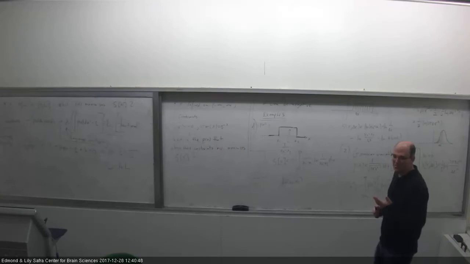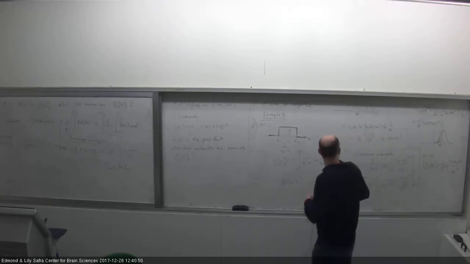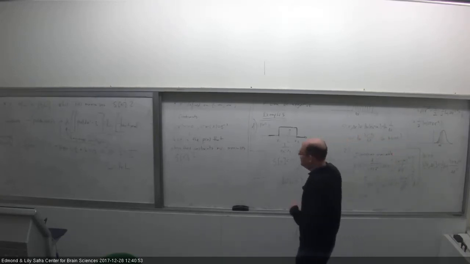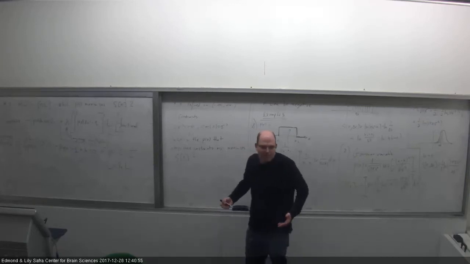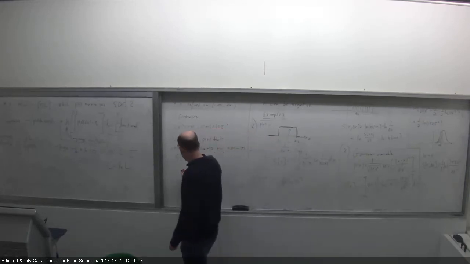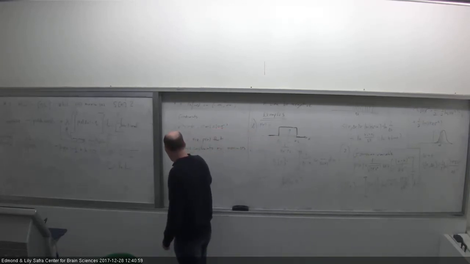Okay, so you can guess through the fact that I did an example of a Gaussian. That's the answer. It's not obvious at all, but it's true. So the answer is a Gaussian. The answer is a normal distribution.